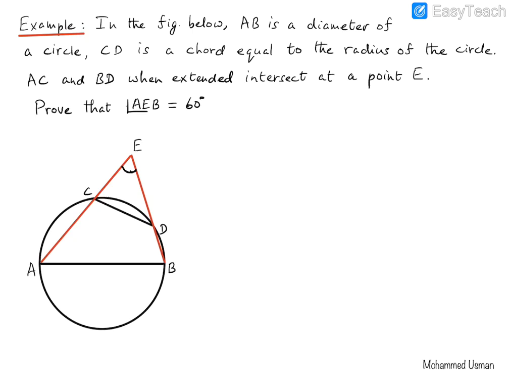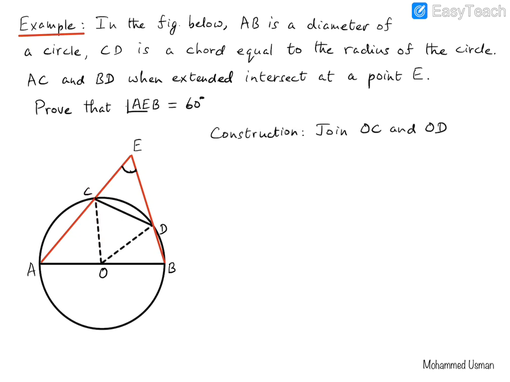Okay, to prove this, we will make some construction in the first place. So what is the construction? First of all, we will join the center of the circle, center is O, with the points C and D. So from O to C is a radius, and from O to D is also a radius. So we will draw two radii in this diagram as part of our construction first of all, and then we will take it further from there.